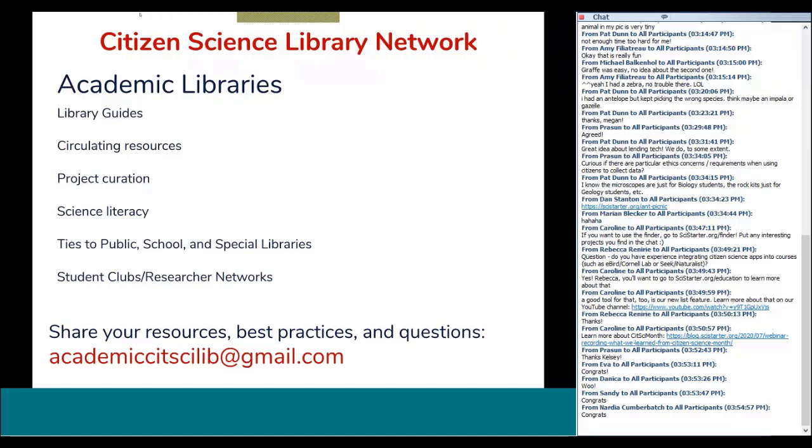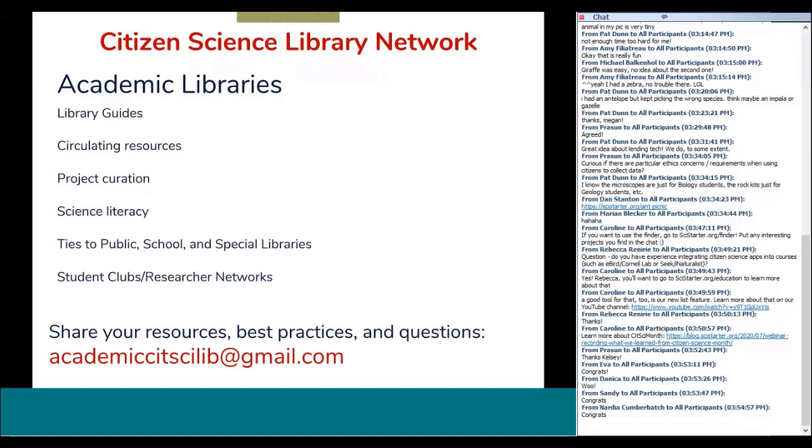And then I'm hoping that the Citizen Science Library Network will be kind of like what we're doing now. People will be able to get together and share their experiences, their best practices, tools that they've used, ways of approaching faculty or ways of supporting faculty, and getting involved and maybe even starting projects.